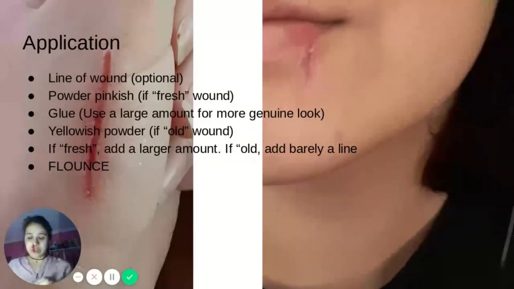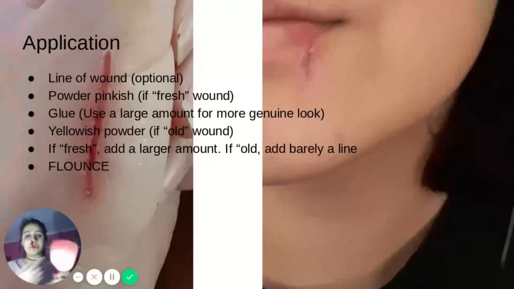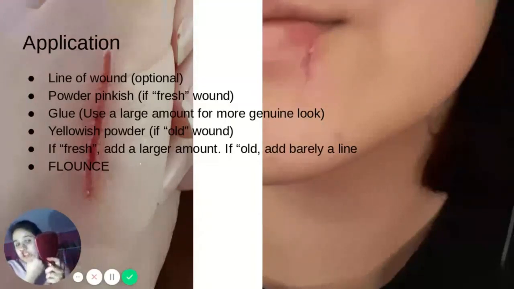Once you get that out of the way, you take your glue or your fake skin, depending on what you are using, and take it off of the stick. Once you get it off of your glue stick, make sure that you have a generous amount. If you have a big wound, you're going to need more than this. If it's a small wound, this should be enough. Take the glue off of the stick and apply it to where your wound is going to be at, smudging as you go.